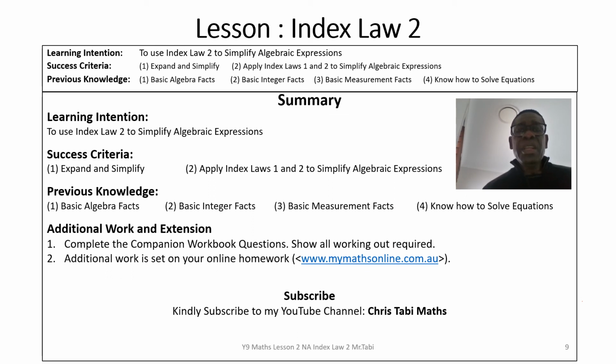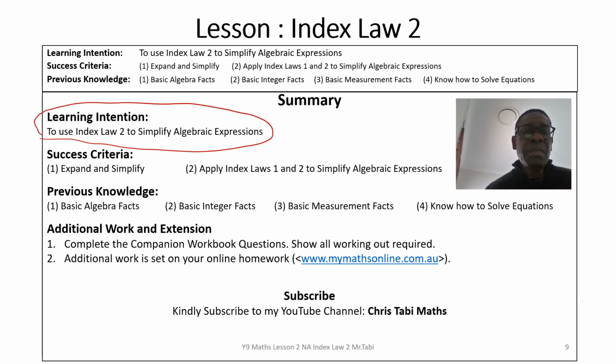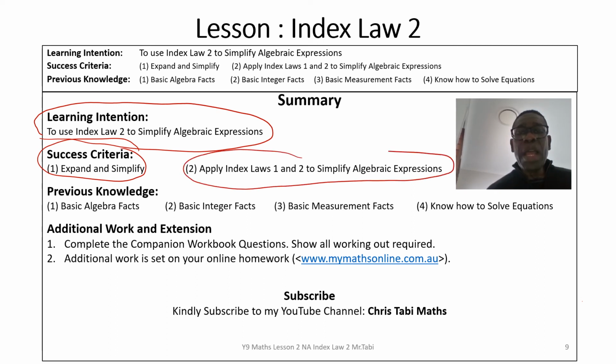So in this lesson on index law 2, our focus has been on how to apply this index law 2 to simplify algebraic expressions. That was the learning intention. Success criteria was like the previous lesson: expand and simplify, and also applying index laws 1 and 2 to simplify algebraic expressions.